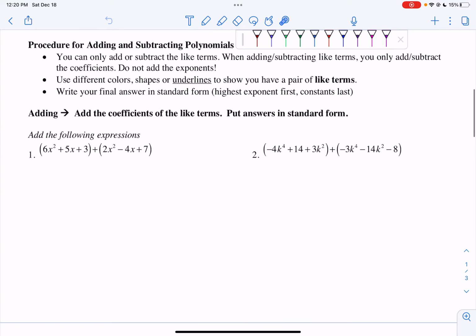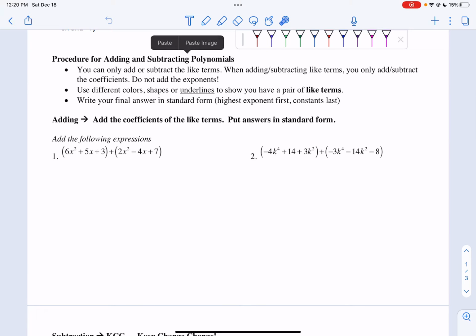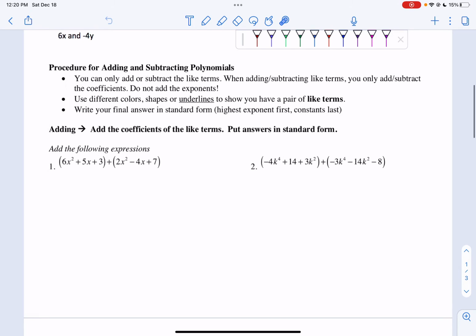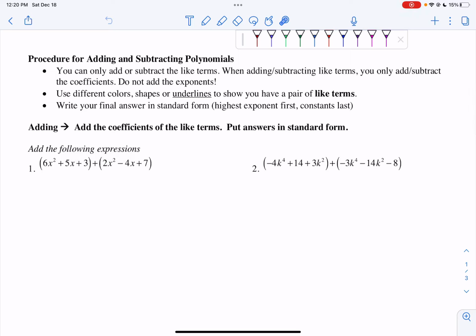So there is a procedure for adding and subtracting polynomial expressions. It's actually relatively straightforward. All you're doing is figuring out what your like terms are, matching them up, and then combining them. So you can only add or subtract like terms, and when adding and subtracting like terms, you can only add or subtract the coefficients. Nothing about your exponents will change. So if you have an x squared, you will end with an x squared, and so forth. Okay?